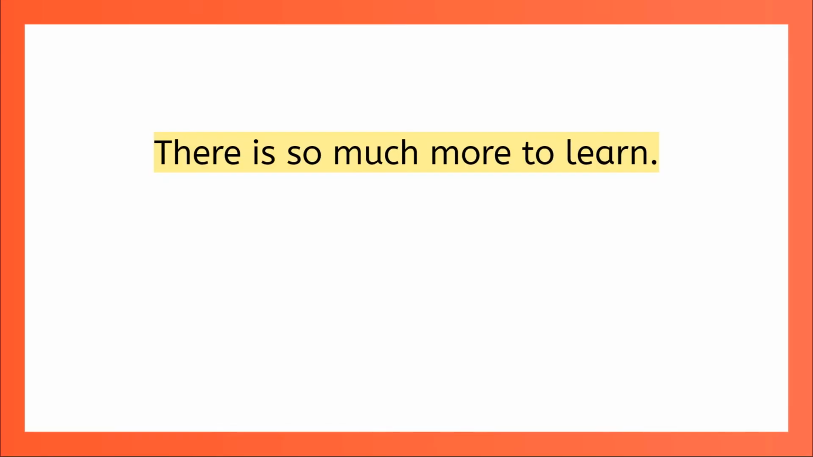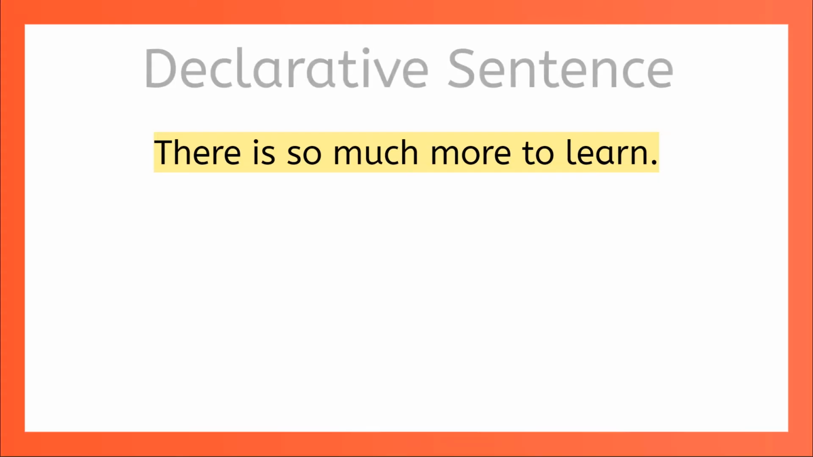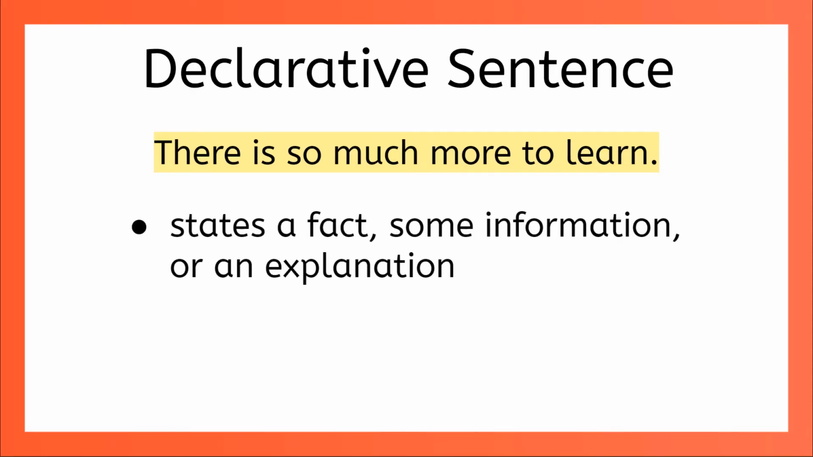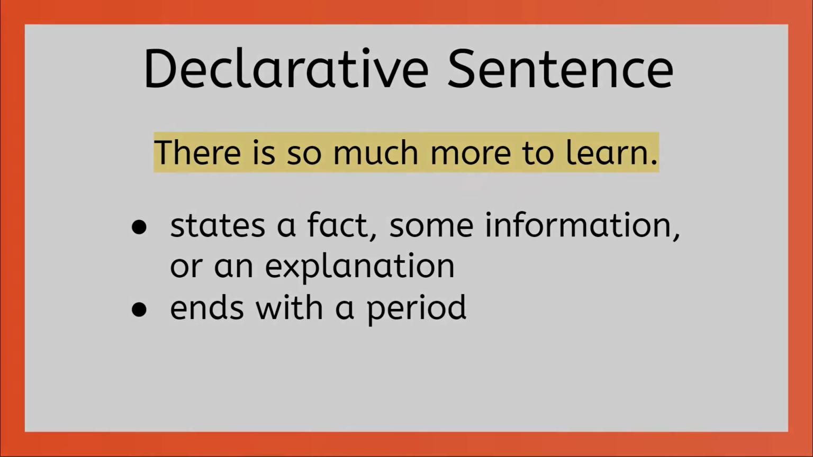When I told Abby there's so much more to learn, my sentence was just giving her some information. This type of sentence is called a declarative sentence. Declarative sentences are sometimes referred to as statements because they state a fact, some information, or an explanation. Declarative sentences always end with a period.